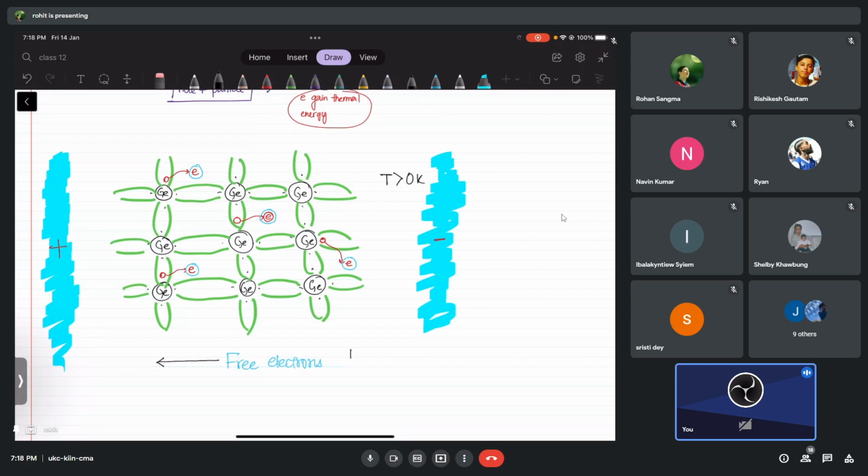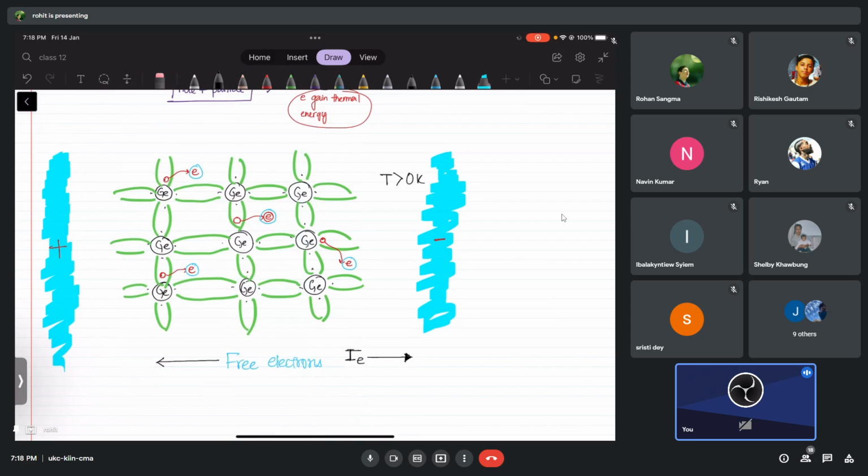So tell me the current: the current due to the free electrons will be to the left or the right? To the right. Is it okay, this one, guys? Yes. Okay.